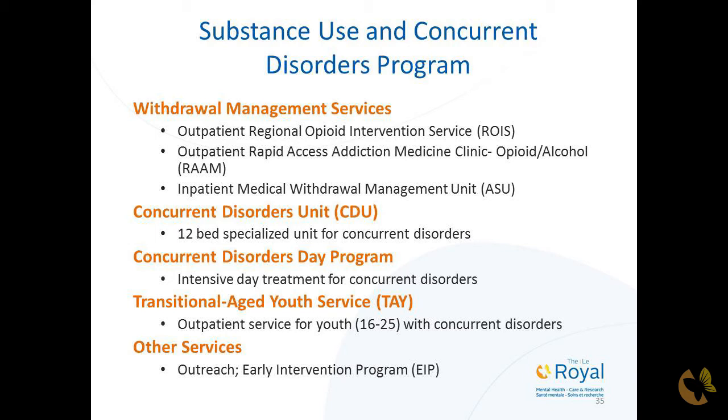Also, on the Concurrent Disorders unit, people go home on weekends, so people have a chance to test out some of these skills over the weekend. Then we have our Transitional Age Youth Service, which comes out of Carlingwood, and they focus on youth 16 to 25 with concurrent disorders. And the other services we have are outreach and also an early intervention program, which goes into schools. So that's just a little bit of a rundown.